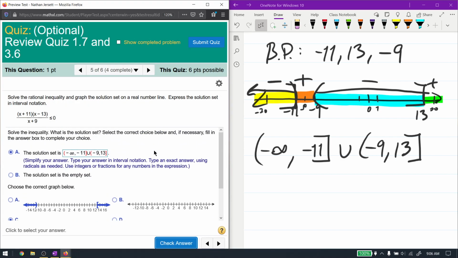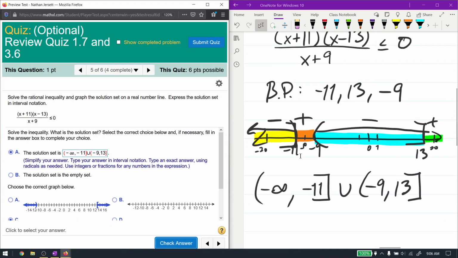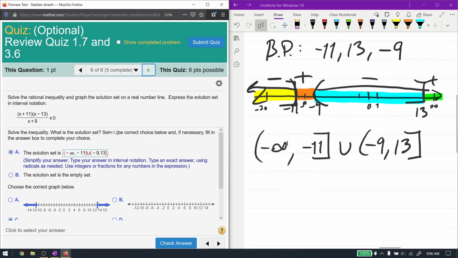And it's all correct. Once again, there's a lot of parts to this, so it's pretty easy to get it wrong if you don't double check yourself. Okay, last one.